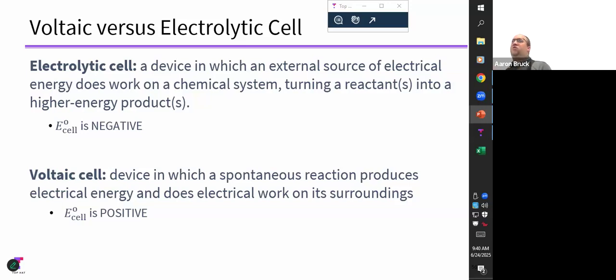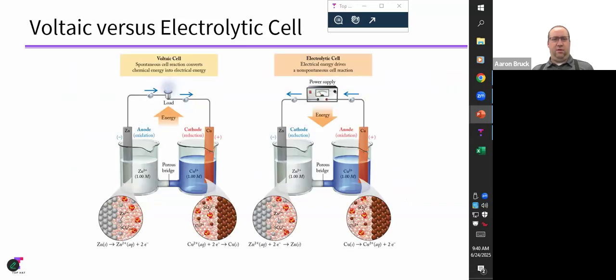So in electrolysis, we are reversing spontaneity. And to reverse spontaneity, we have to input energy. So the picture here does it a lot better justice. On the left, we have a voltaic cell. We see that the electrons are naturally flowing from the anode to the cathode.